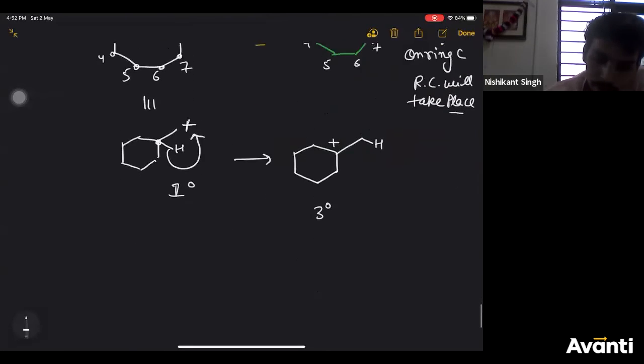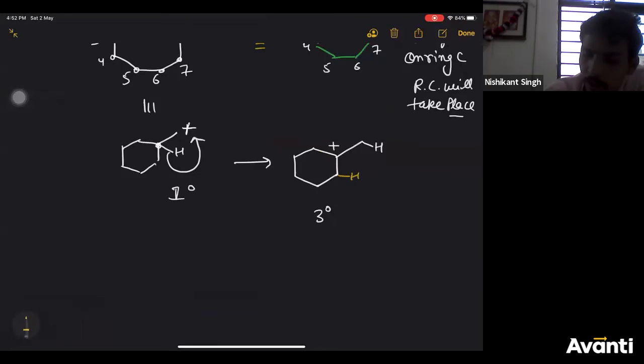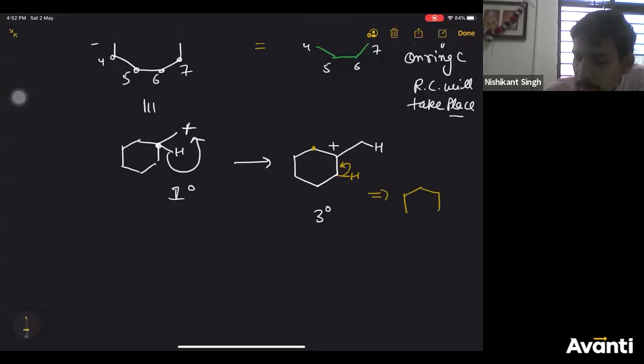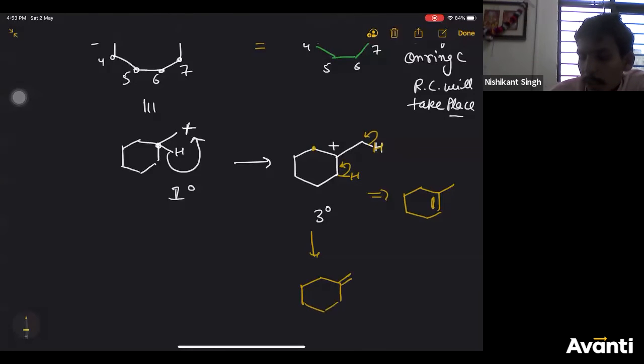So now what will happen? From the next carbon, that is this carbon you can take, or this, both are identical, H plus will be lost, and you will get a double bond on this position, right? Or you can remove this H plus also, then you will get a double bond at this position. You can see which is your major product. This is your major product because it will have more hyperconjugating structures, right?